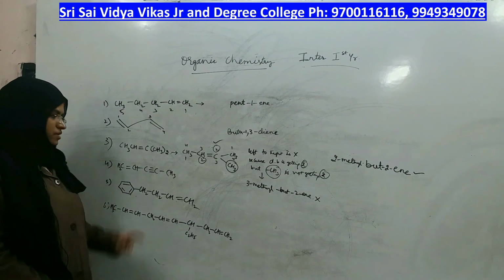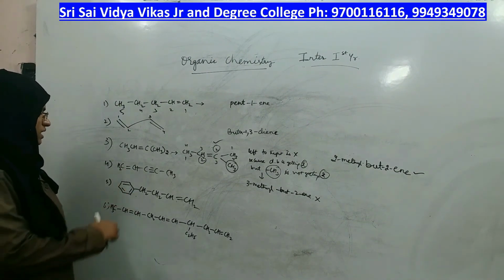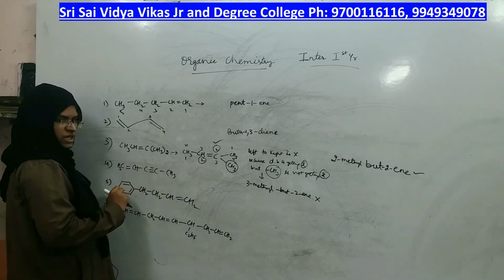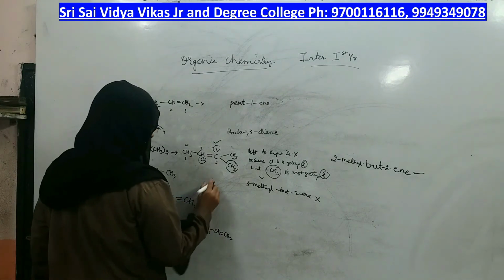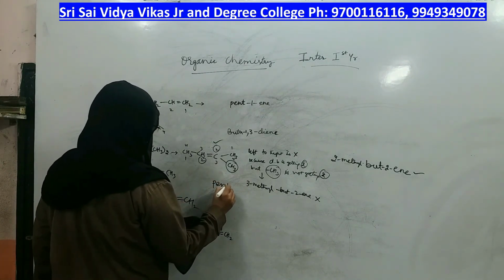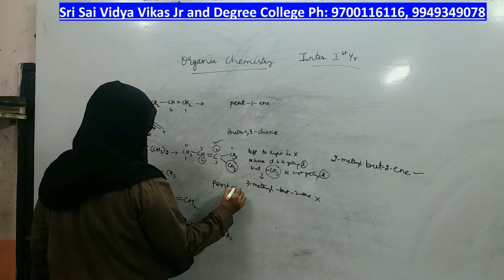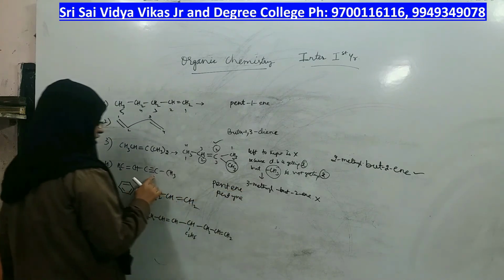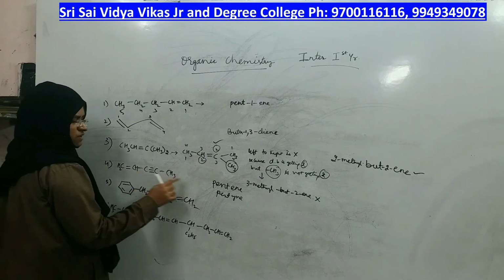Just going to the 4th example, in this compound, root word has how many carbons? 1, 2, 3, 4, 5, right? 5 carbon means its name should be pent. If double bonds are present, you should write pentene. If triple bond is present, you should write pentyne. But in this compound, you are having double bond as well as triple bond.